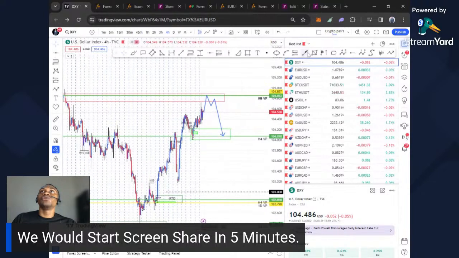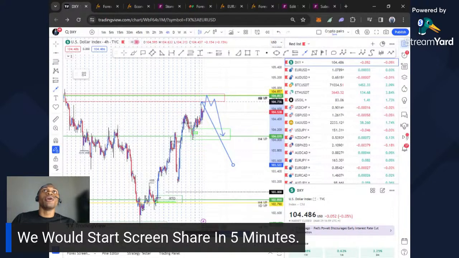Like last week, we told you guys that DXY was going to go up. This was Sunday. So we told you guys DXY is going to go up. And what happened? DXY had a corrective structure. After its corrective structure, it went up, but it has not reached.